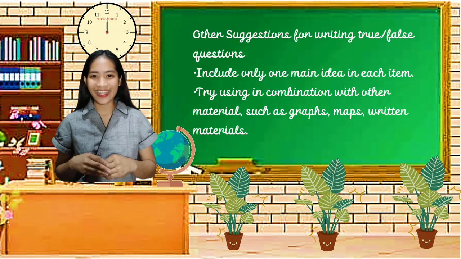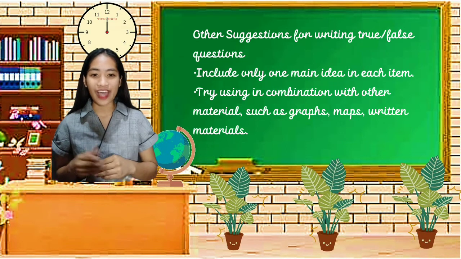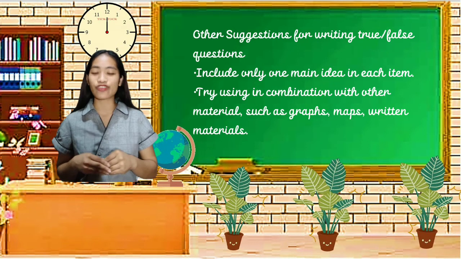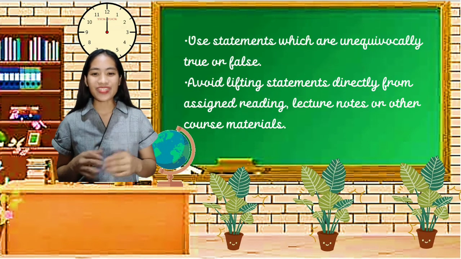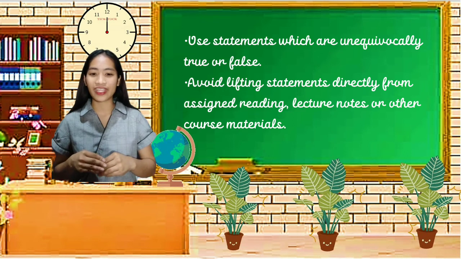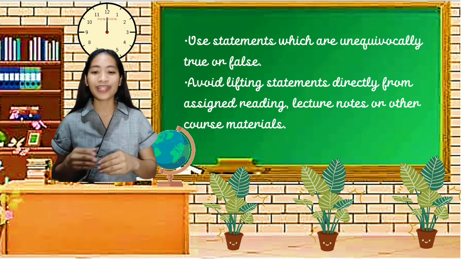Include only one main idea in each item. Try using it in combination with other materials such as graphs, maps, and other written materials. This combination allows for the testing of more advanced learning outcomes. Use statements which are unequivocally true or false. Avoid lifting statements directly from assigned reading, lecture notes, or other course material so that recall alone will not permit a correct answer. That's all for constructing alternate response test type, specifically the true or false test.